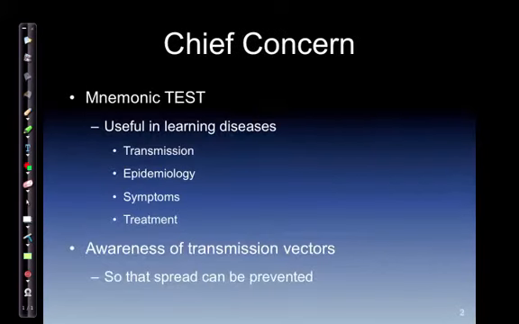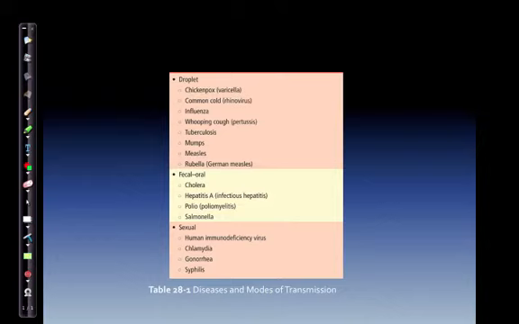So chief concern, the mnemonic useful in learning diseases is transmission, epidemiology, symptoms, and then treatment. And we're going to identify these various diseases by their symptoms. Awareness of transmission vectors so that the spread of the disease can be prevented. And then these are the diseases and modes of transmission.